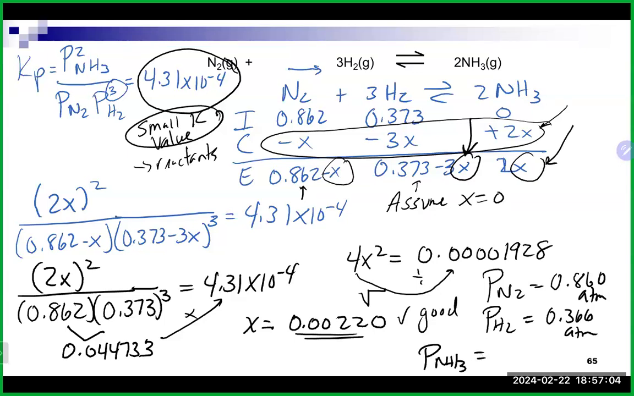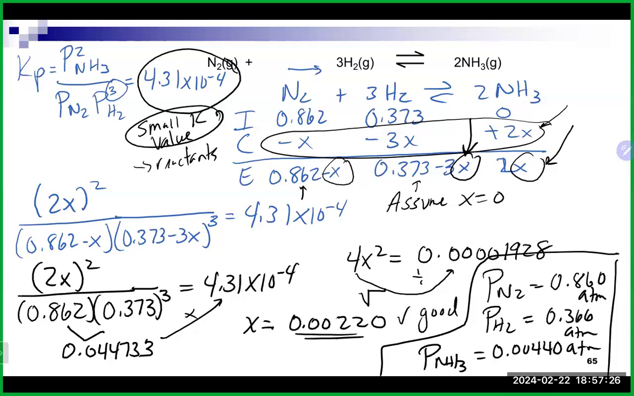And lastly, we're going to put it back into here, which would be our partial pressure of NH3. And that would be 2 times 0.0022. And that's going to give us 0.0044 atmospheres. And these would be our equilibrium partial pressures. Now, a couple of things to fully answer your question before we wrap it up here for today.